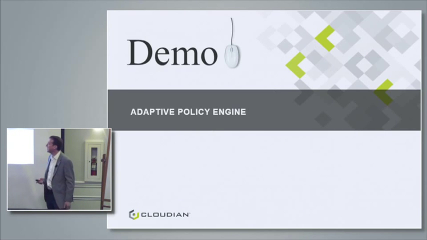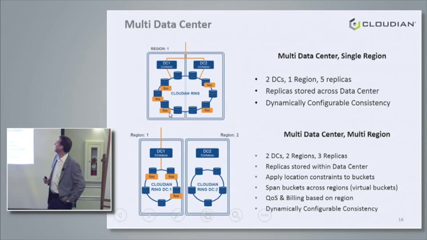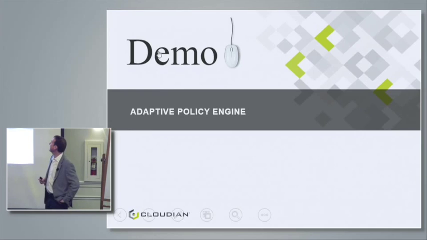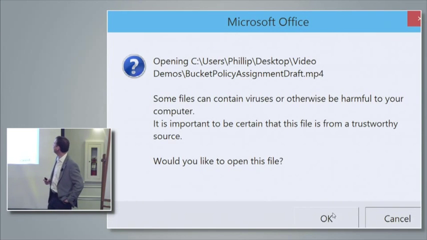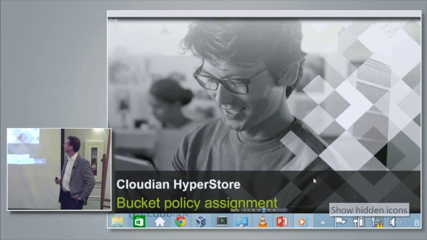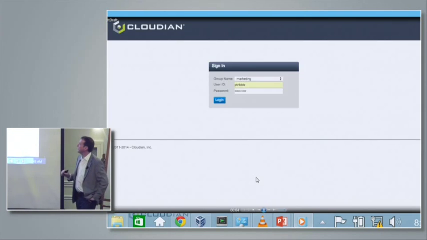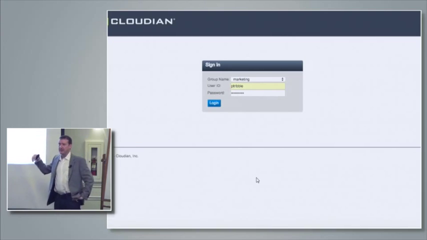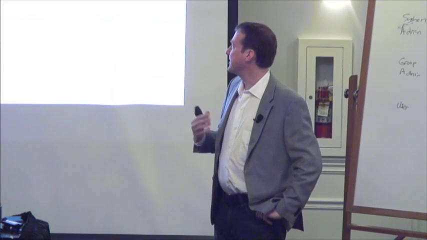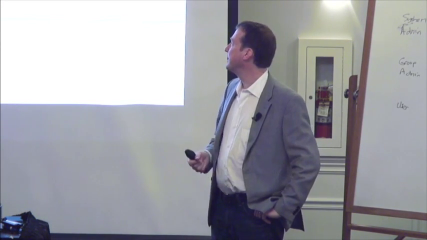So with that, why don't I show you a very quick demo. Let's bring it up here. Click on the demo. This is going to show you just how easy it is to do the bucket assignment policy. You're going to log in here into CMC, which is the Cloudian Management Center. You're going to see this a number of times.